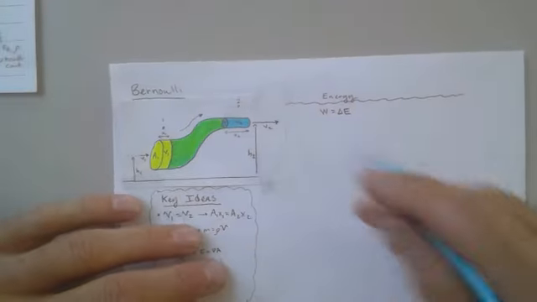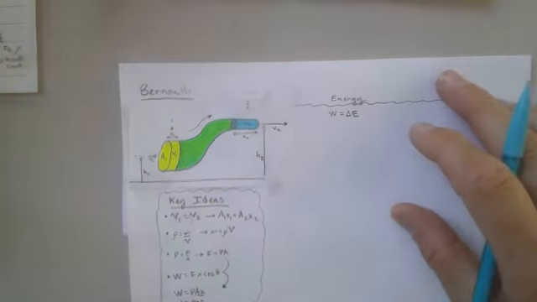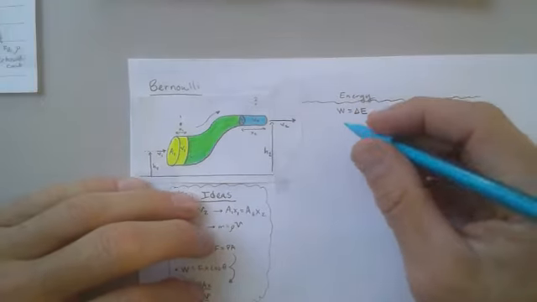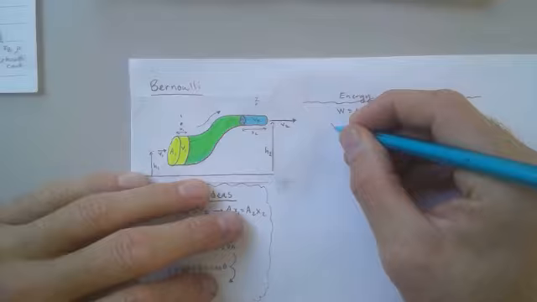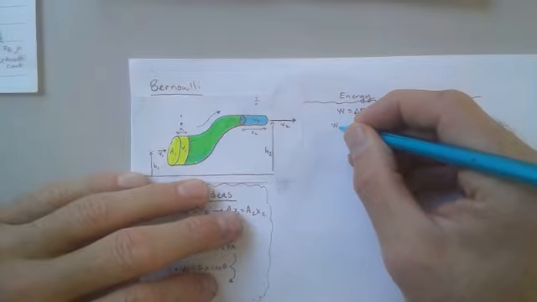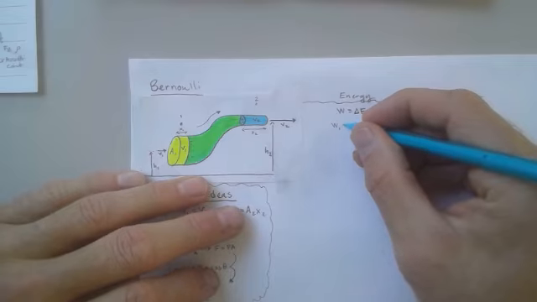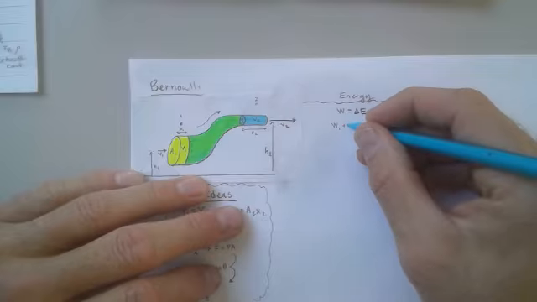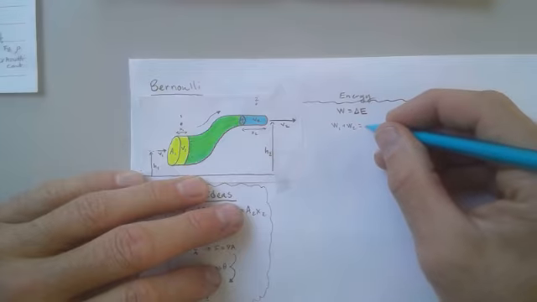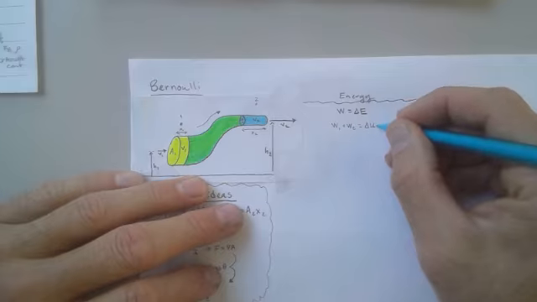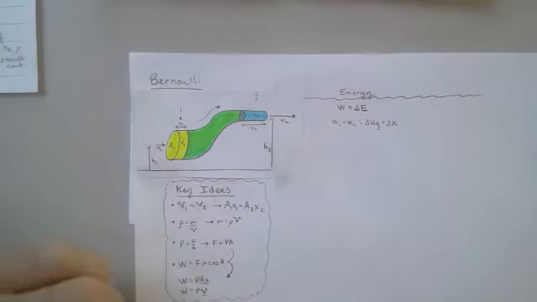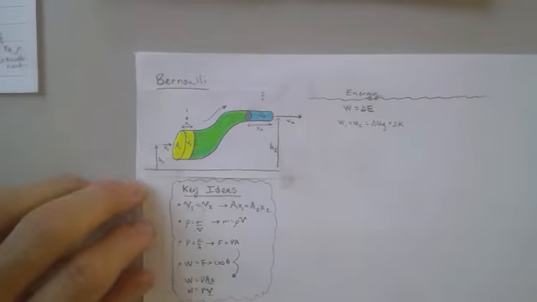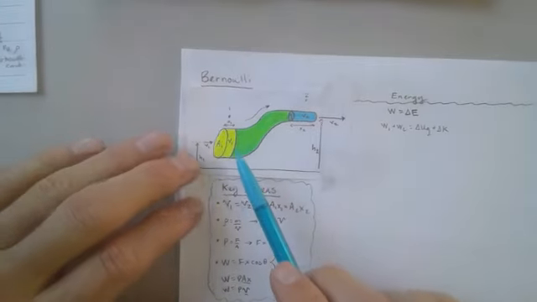All right, so to start us off, we're going to do energy conservation. And so I'm going to say the work at position 1 plus the work by the pressure pushing on the fluid at position 2 is equal to the change in potential energy of a volume of fluid. Okay, now let me slow down just a little bit.